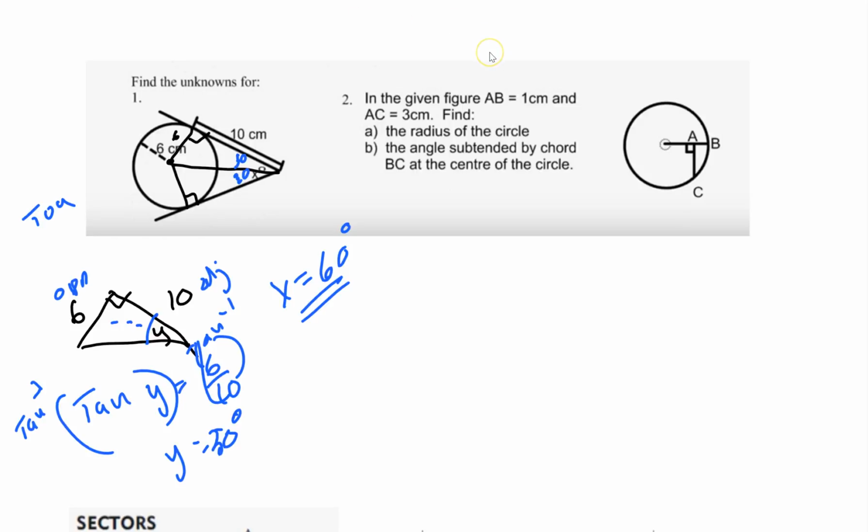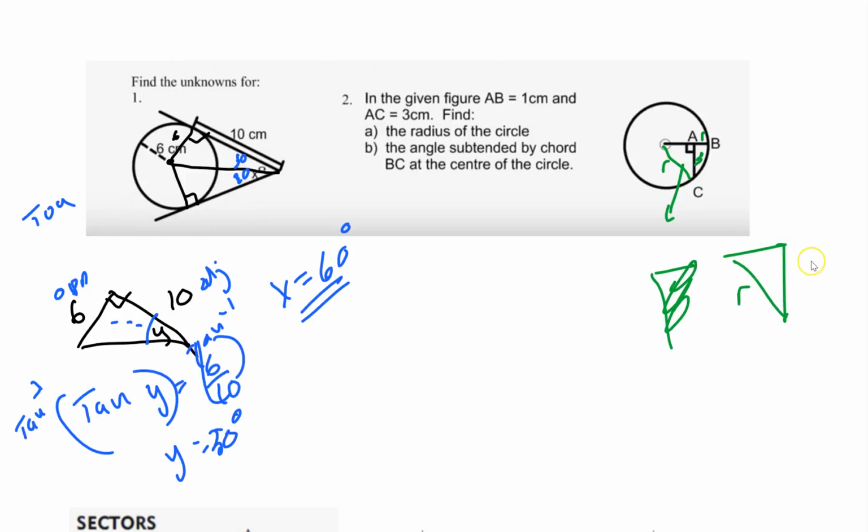Next one here looks like a doozy. Given the figure, AB equals 1, so this side right here is 1. AC is 3, so this is 3. They want to find the radius of the circle, so I gotta find what this is. It's R. Now here's the thing. How are we gonna do this? Well, that's R. Look at this. This is also R. If I know that's 1, so first there's a triangle here, right? Let's not beat around the bush. We all know there's a triangle there.